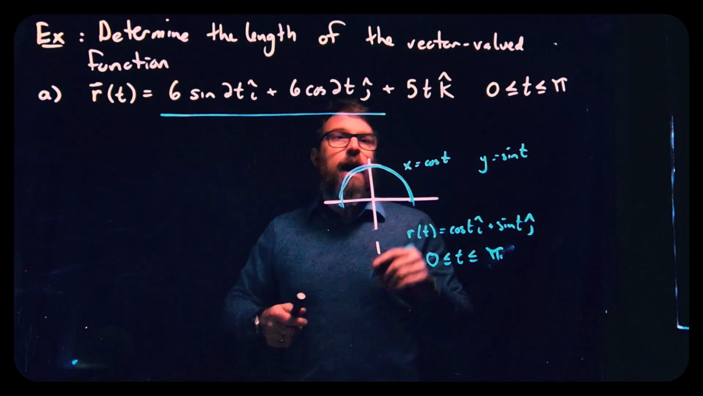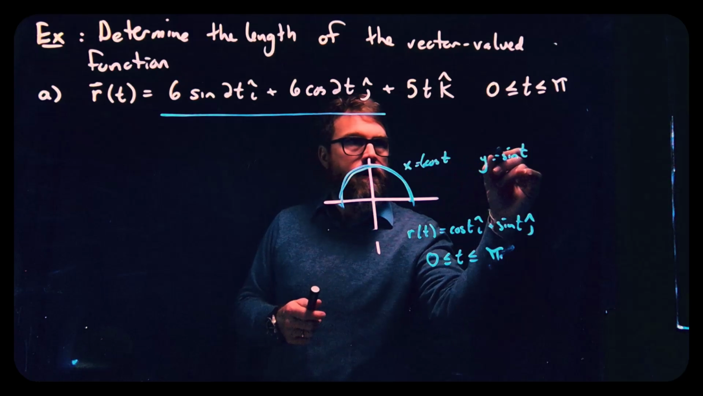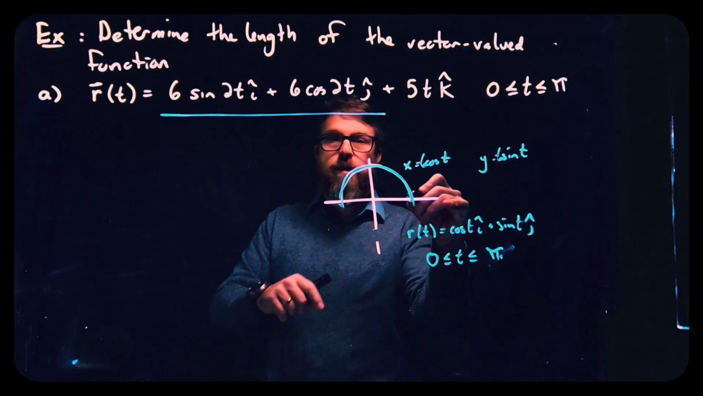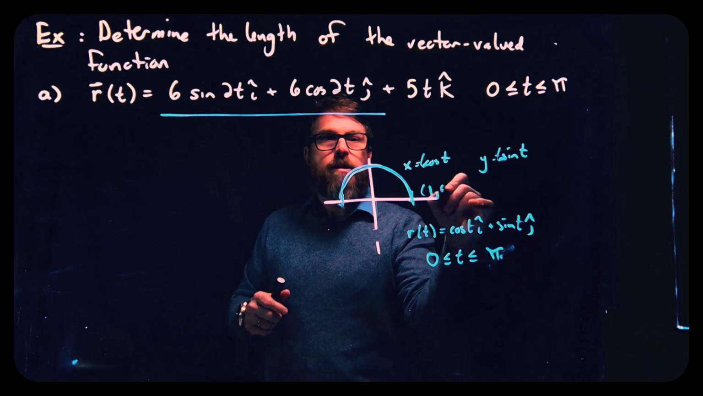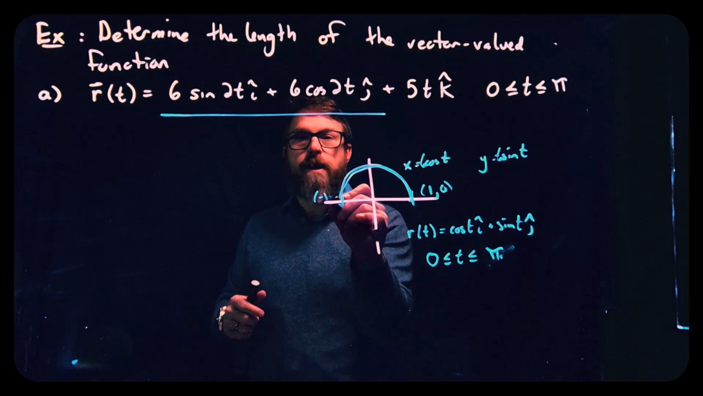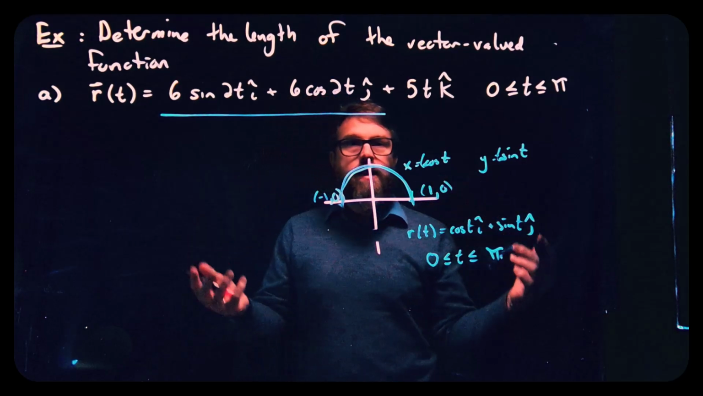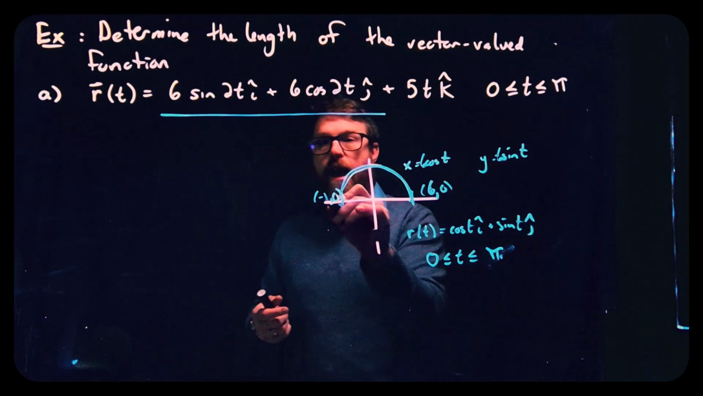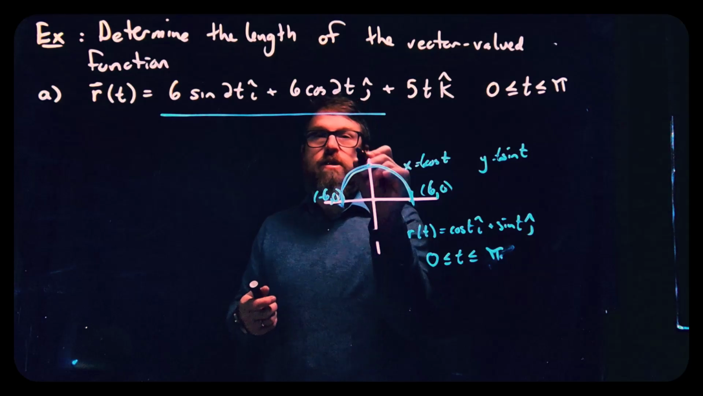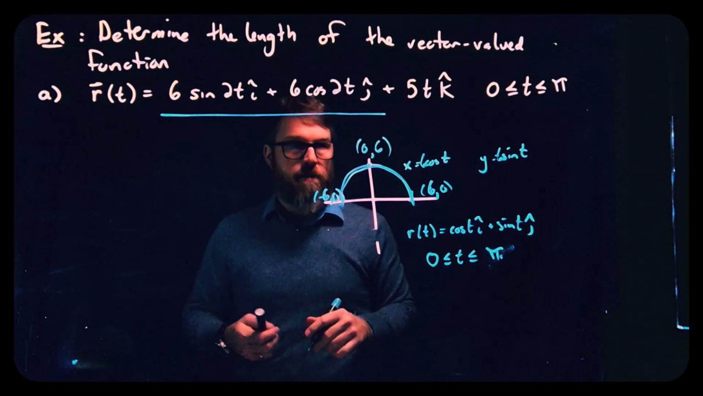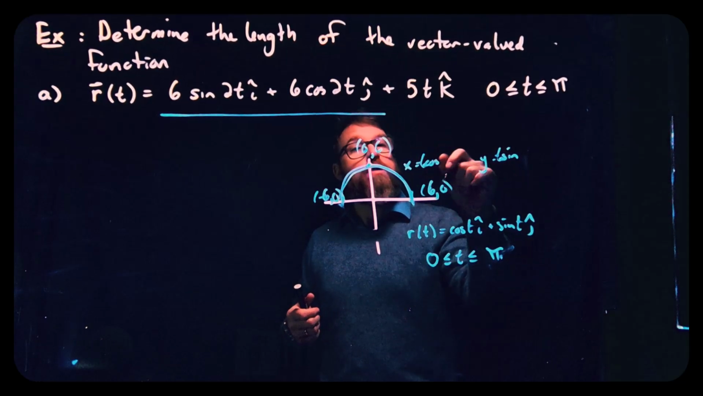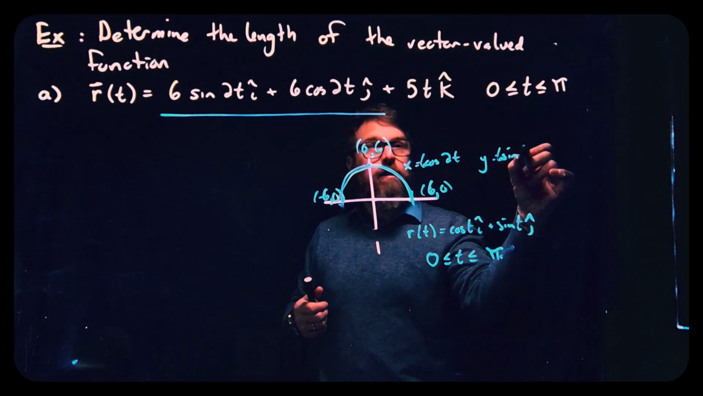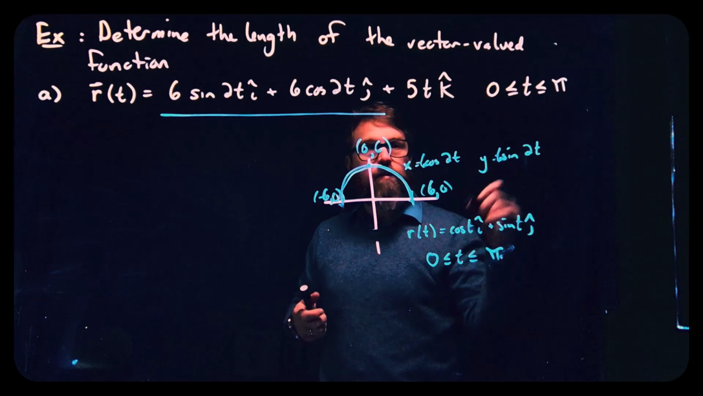Now, if I make these things 6, like we have here, instead of this being the point 1 comma 0, and this being the point negative 1 comma 0, now these are going to have radius 6. So this is now going to be 0 comma 6. What happens if I change my t's to 2t's instead? Because that's what I have for this function.